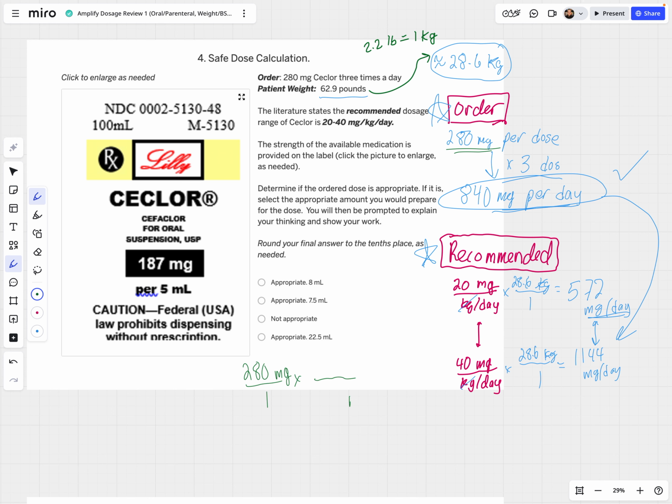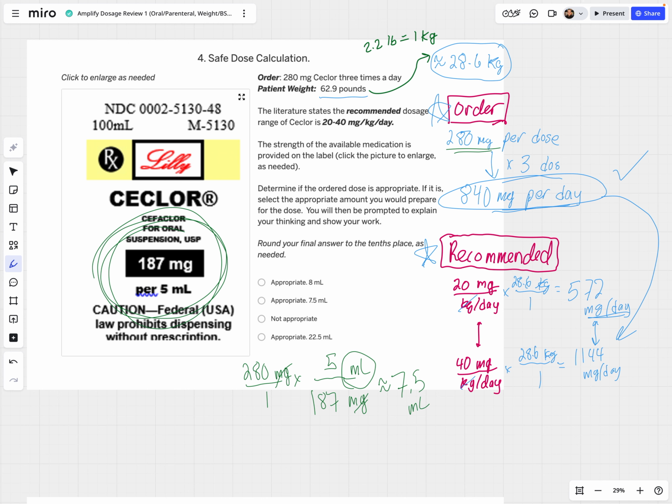That information is not a conversion to memorize. The conversion between milligrams and milliliters has to be given to me, and I see that as the strength of the medication. So I take 280 divided by 187 times 5, with 5 mLs up top and 187 milligrams on the bottom. The milligrams will cancel. When we round to the tenth place, I get approximately 7.5 milliliters. So the correct solution: yes, this is appropriate, and we would prepare 7.5 milliliters.